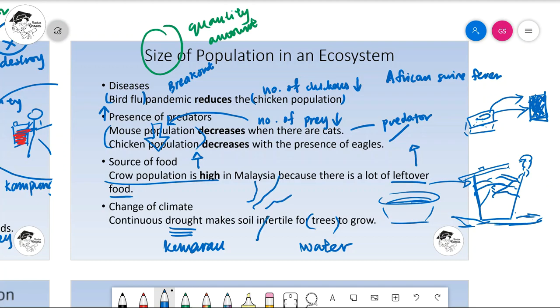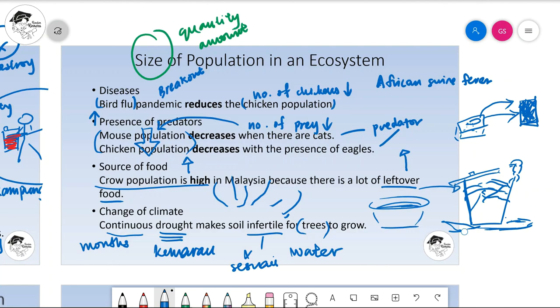even to the point where the soil, tanah, can crack, retak, macam pasu bunga. And this continuous drought means for months, or sometimes even longer, few months, it will make this soil or the tanah infertile. Infertile maksudnya apa? Infertile maksudnya tidak sesuai, tidak sesuai untuk tumbuhan to grow. For these plants to be able to grow in the soil. So these are the four main factors.